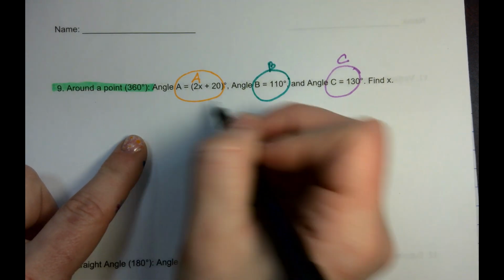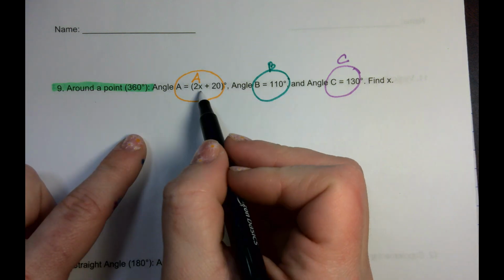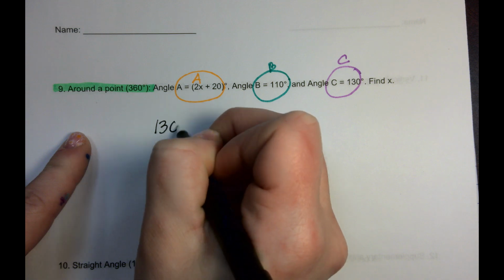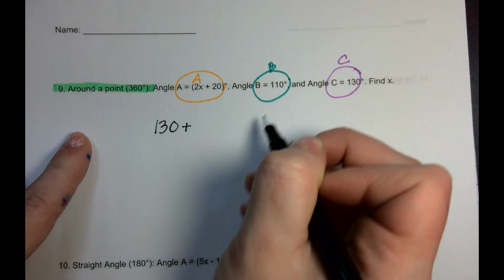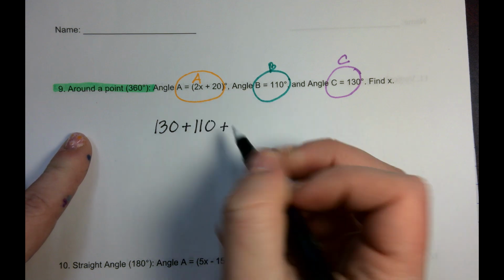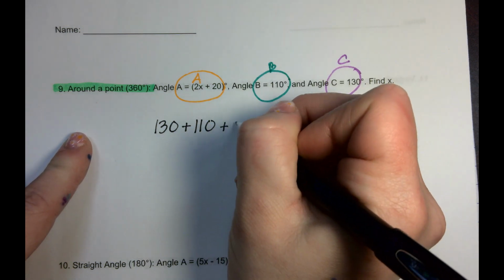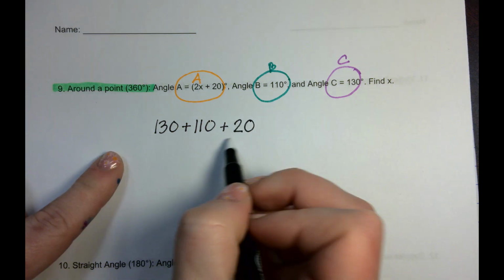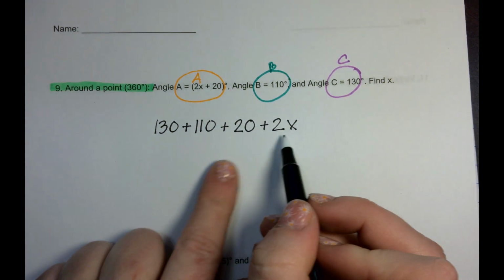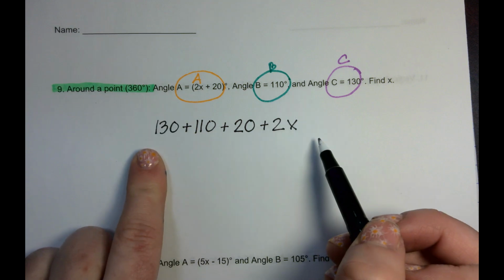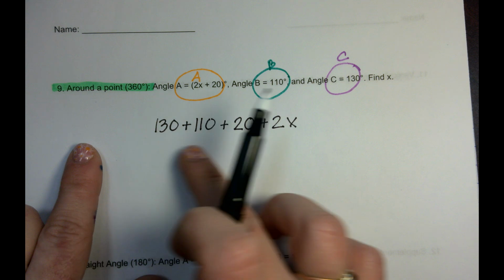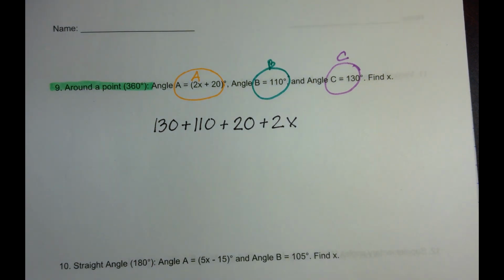Awesome. So it doesn't matter what order you put it in. Technically, you could do the A, the B, and the C, or you could do like Chance did. He did 130 for C plus 110 for B plus, did you do 20 first? Yes. So we moved our numbers around to keep our like terms together. Plus 20 plus 2x. It's okay if the 130 was last, or if the 2x was first. Whenever we're just adding things, you can rearrange them. It won't change your answer.